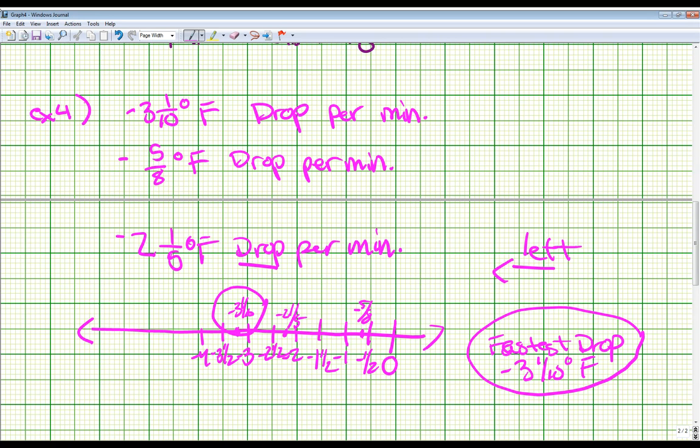So if you tried those, number 5 should be the less than symbol, mouth opening towards the right. Number 6 should be the greater than symbol, the mouth opening towards the left. Number 7 is the less than symbol, the mouth opening towards the right. And for number 8, the answer, a temperature change of negative 3 2/5 degrees Fahrenheit per minute is the farthest to the left on the number line. So the temperature dropped fastest on that day, the negative 3 2/5. And that is the end of this lesson.